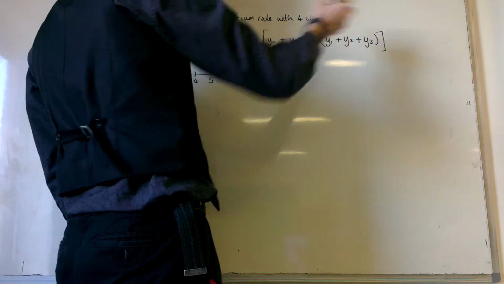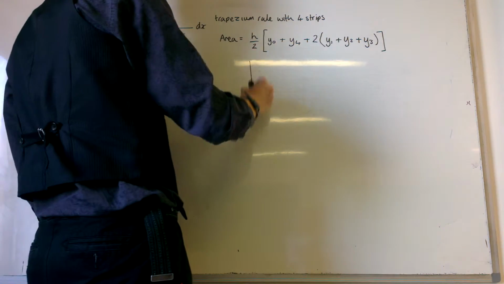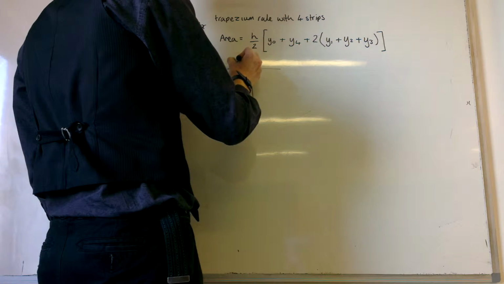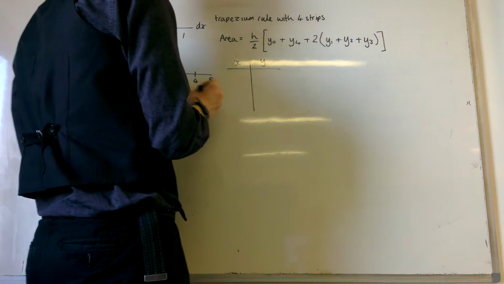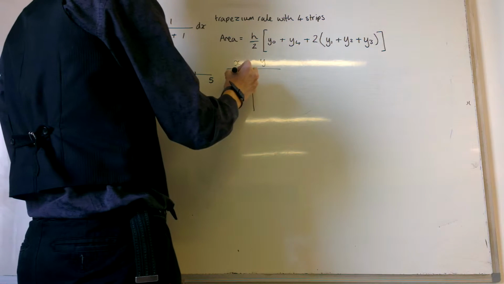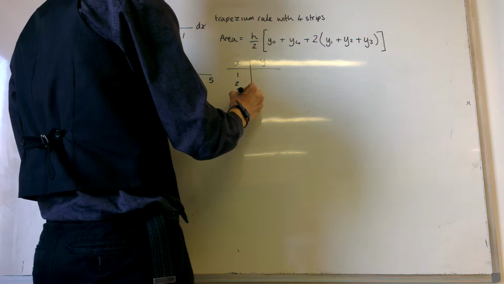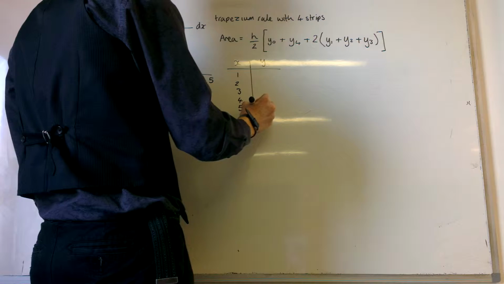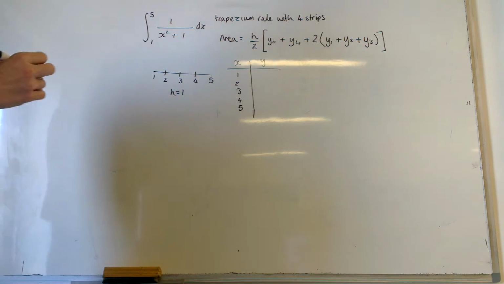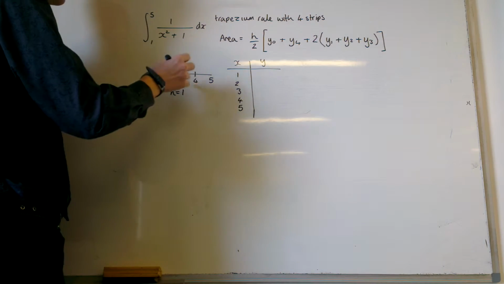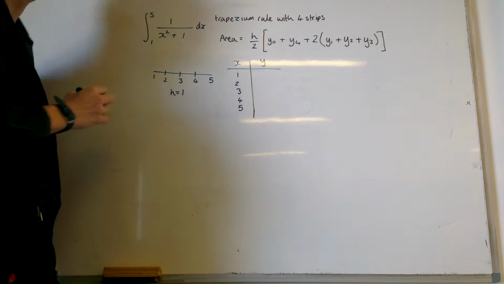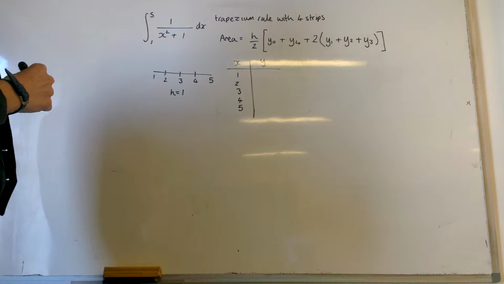I need to work out what all these values are, so I'm going to construct a table of x and y values. These are my x values here, 1, 2, 3, 4 and 5. And then I'm just going to work out what the corresponding y value is by substituting these x values into the function that we're trying to integrate.